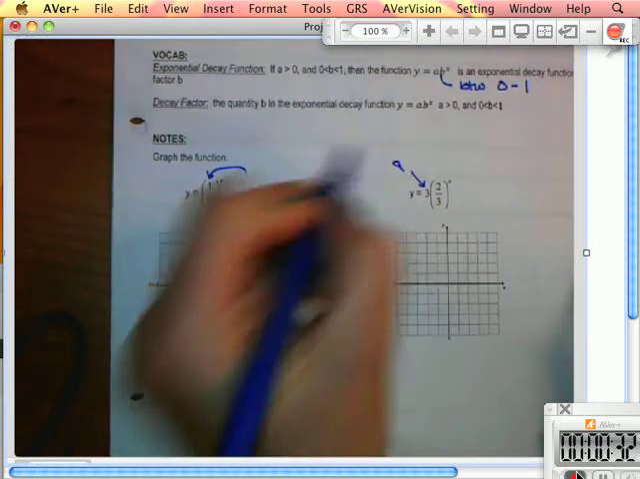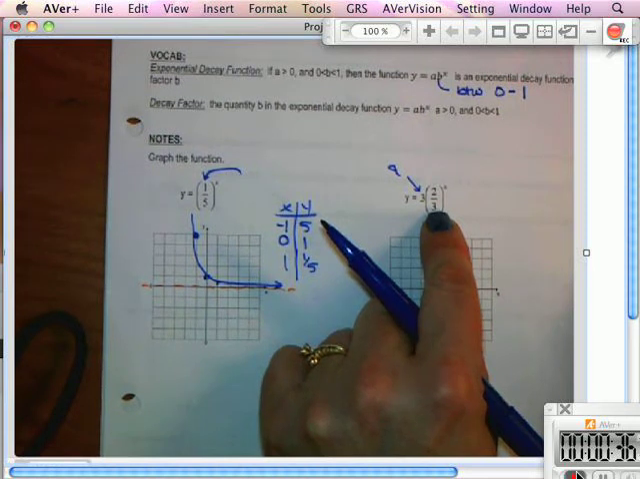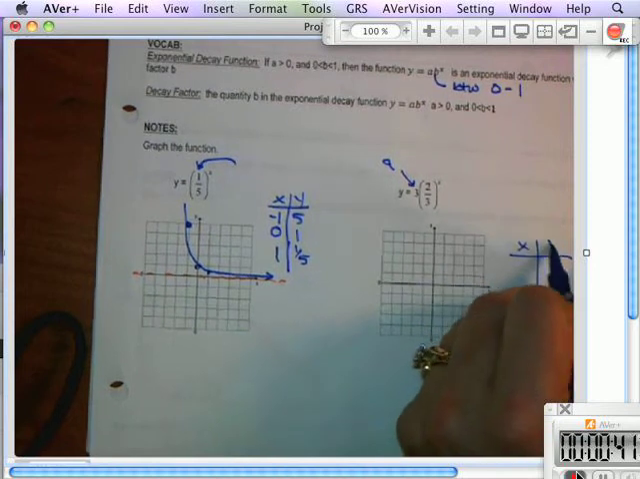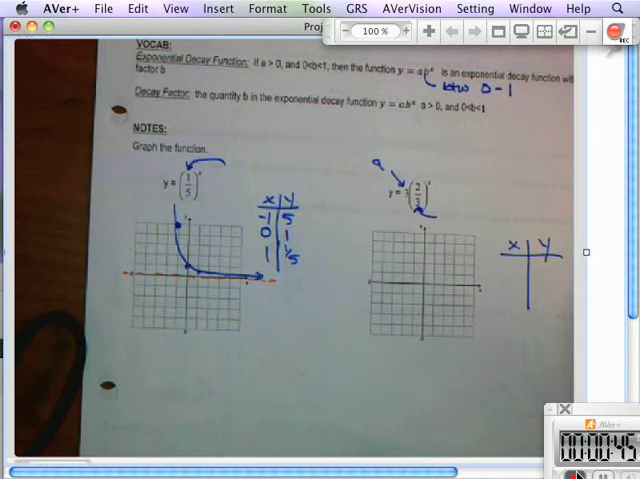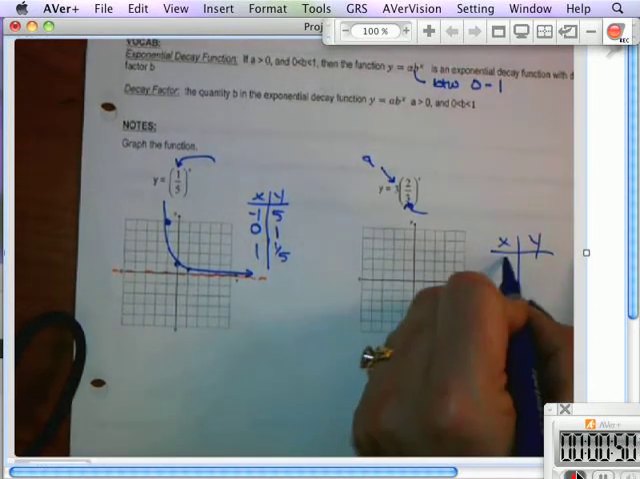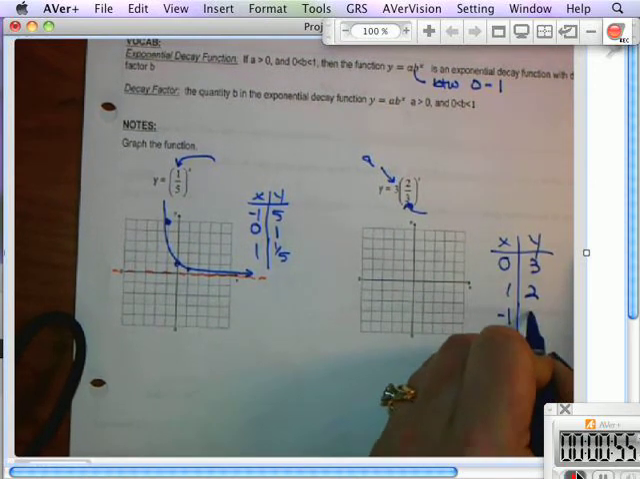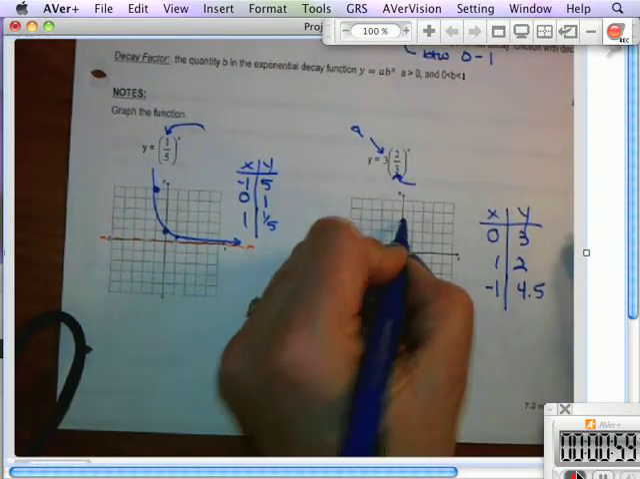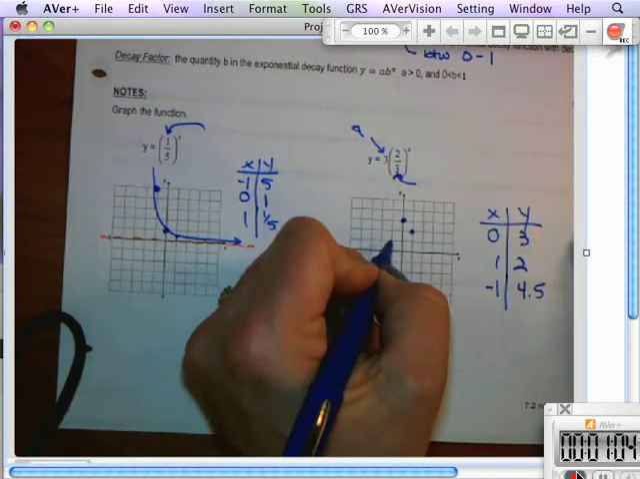Okay, this one here. This is your A. And it's being multiplied by 2/3 every time and then by 3. So it's going to look a little bit different, but it's still decay because this is between 0 and 1. Every time you're multiplying by 2/3, it's making it get smaller. All right, so 0, 3. I'm just going to give you these numbers. Again, you can get them off the calculator or you could do them yourself. So over 0, up 3. Over 1, up 2. -1, 4.5.